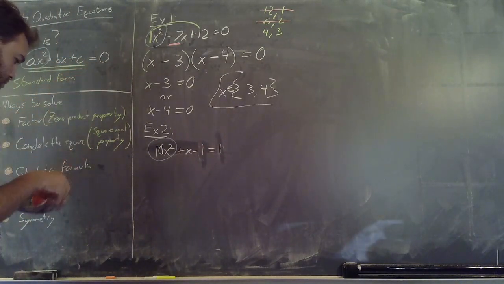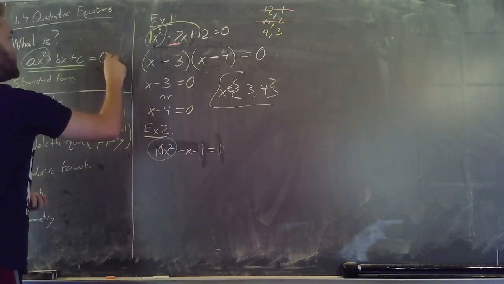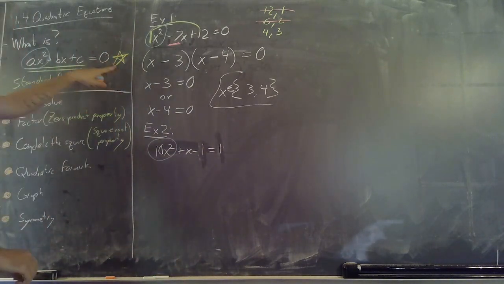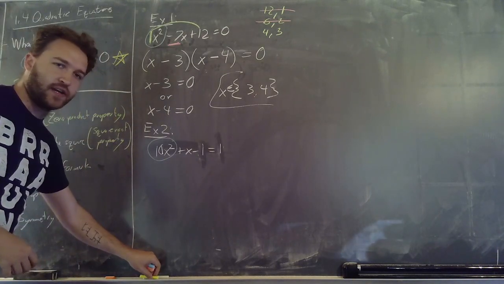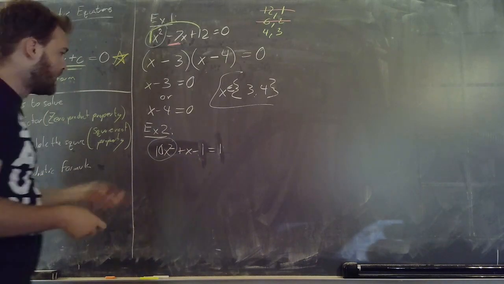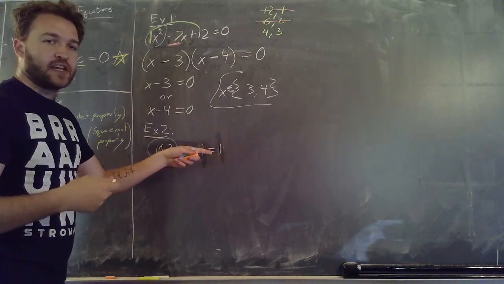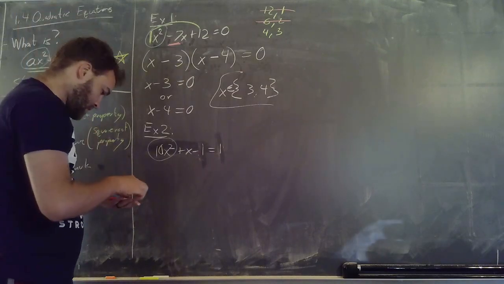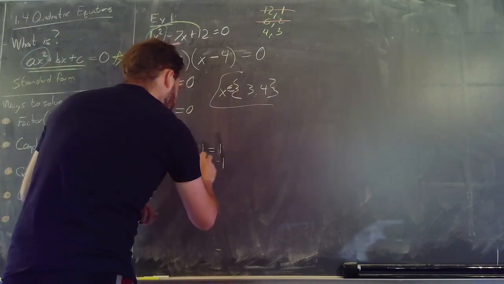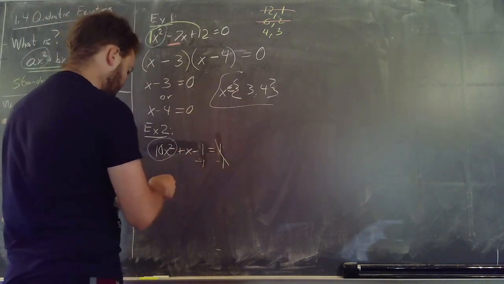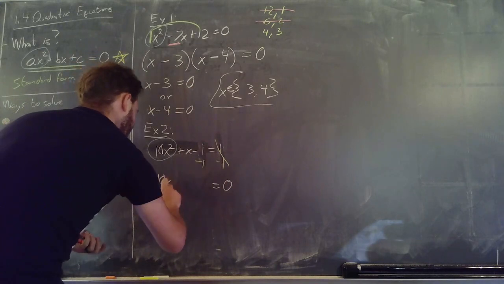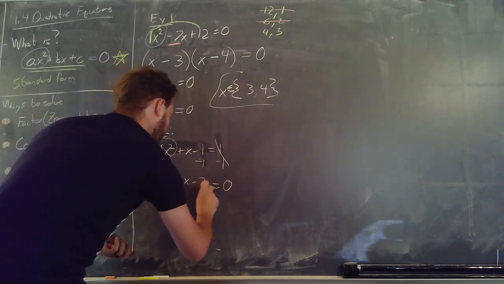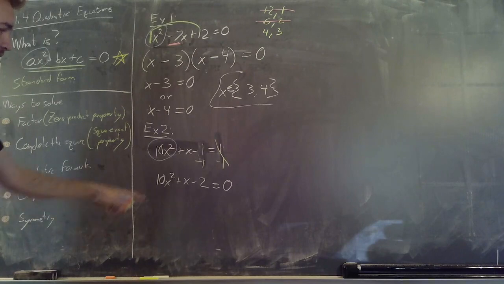So it's super, super important to note that this expression has to be equal to 0 in order for us to solve it. So put a star by it or make a note of it in your notes, however you need to remember this. So when I see that this is equal to 1, the very first thing I need to do is make it equal to 0. I can do that by taking 1 from both sides, which has the effect of canceling the 1 off of the right-hand side, turning it into a 0, which leaves me with 10x squared plus x minus 2, and this is a quadratic equation in standard form, which we can now attempt to factor.